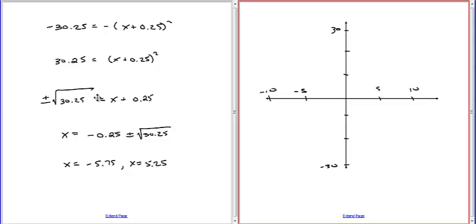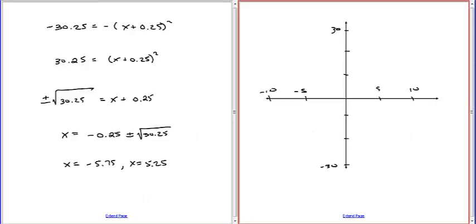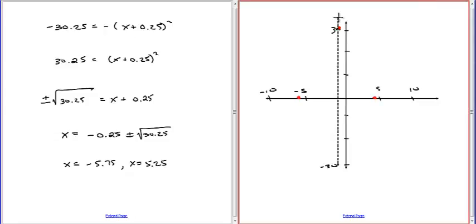So the vertex is negative a quarter, 30.25. So negative a quarter, which is really small, 30.25 is going to be right there. So that's my vertex. It's going to point downward. We're going to have an x-intercept about right there, and one a little bit to that side because it's slightly to the left of the origin. So we're trying to make it symmetric about that line, our axis of symmetry.